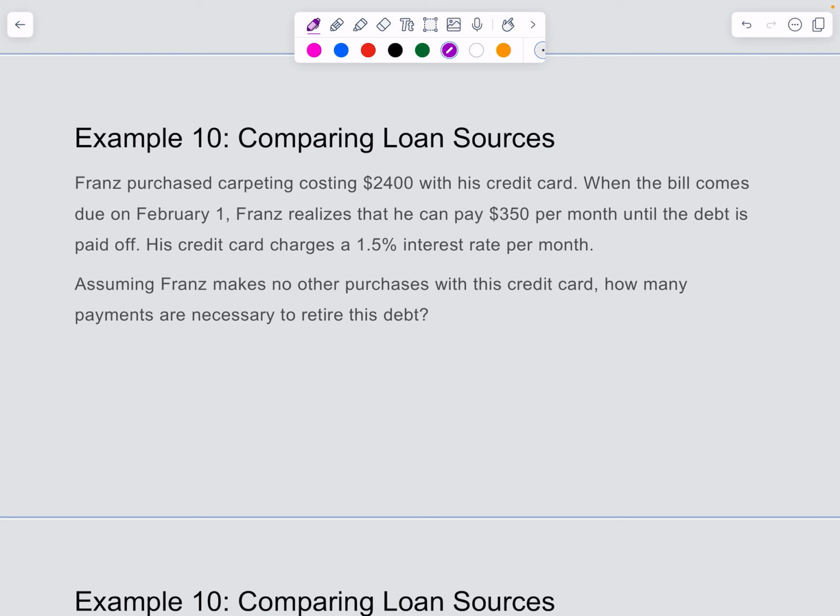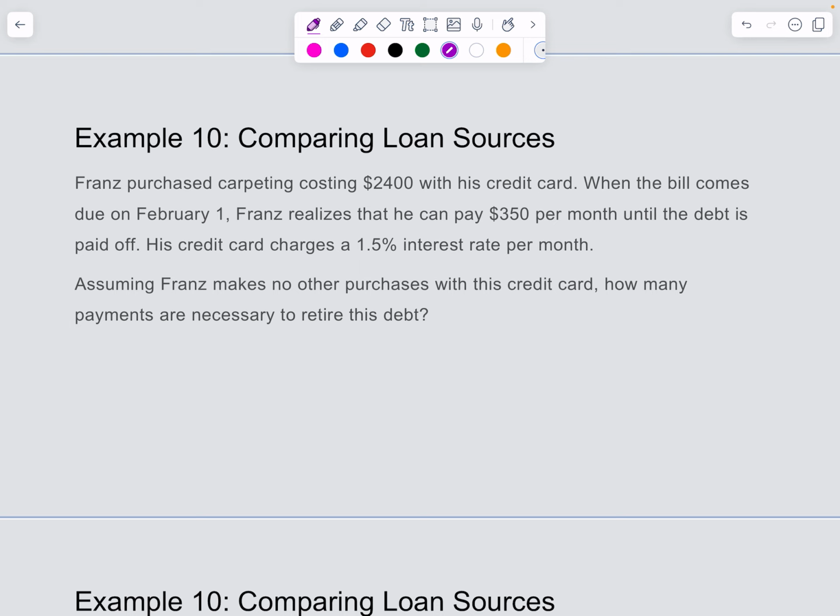Okay, comparing loan sources. Franz purchased carpeting costing $2,400 with his credit card. When the bill comes due on February 1st, Franz realizes that he can pay $350 per month until the debt is paid off. His credit card charges a 1.5% interest rate per month. Assuming Franz makes no other purchases with this card, how many payments are necessary to retire this debt? So how many payments is he going to make before he's all done with this, getting the carpeting all paid off?